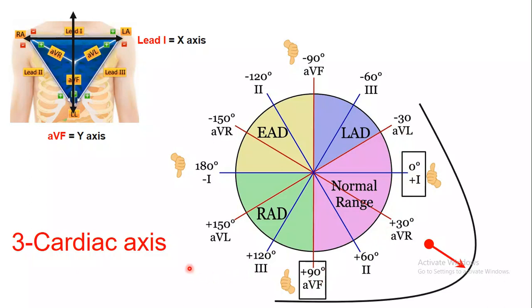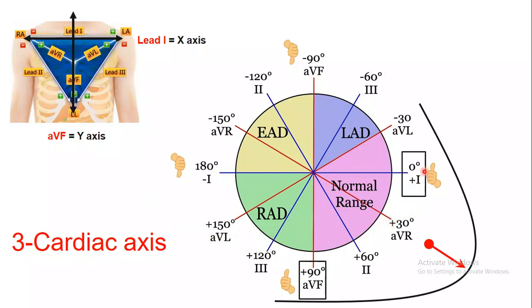How to comment on cardiac axis? By the simple fact that lead 1 is at the 0 point, or at the x-axis, and the aVF lead is perpendicular to it at 90 degrees, creating the y-axis. So by taking the information from only lead 1 and aVF, we can comment on the direction of electrical activity of the heart. Let's take the different possibilities.